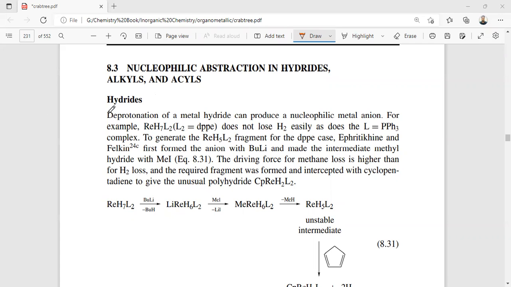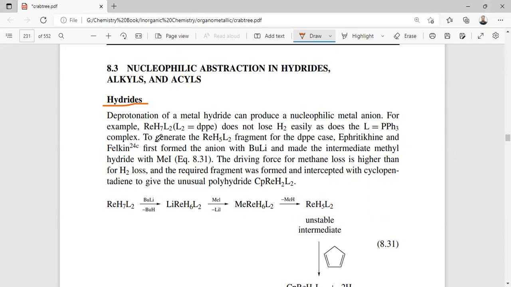So in this lecture, I will teach about nucleophilic abstraction in hydrides, alkyls, and acyls. This is the continuation of the previous lecture, which was on nucleophilic addition and abstraction, and electrophilic addition or abstraction, in organometallic chemistry. So first, I will discuss nucleophilic abstraction in the hydrides.